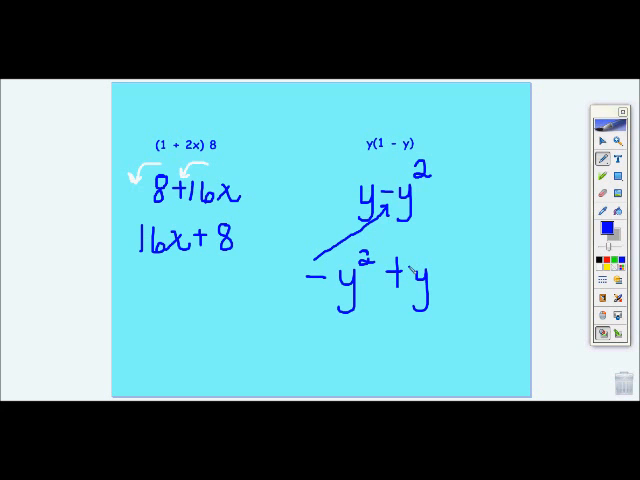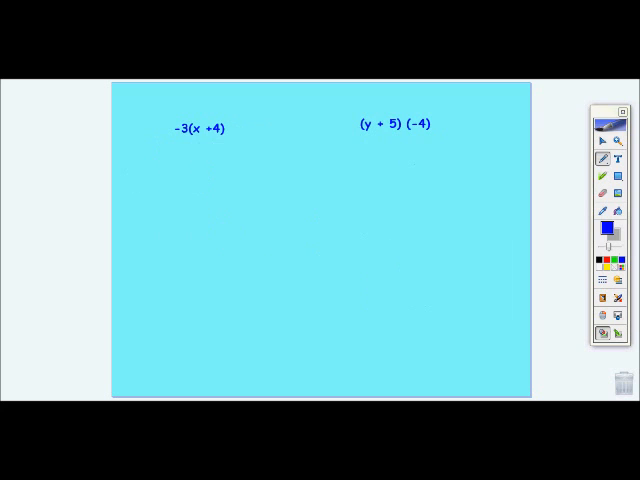This one is a positive y because it's implied that that's positive. And we have a couple more of these to practice. Negative 3 times x would be a negative 3x. I'm going to redo that one. Negative 3x. And a negative 3 times a positive 4, a negative and a positive, is going to give me a negative.